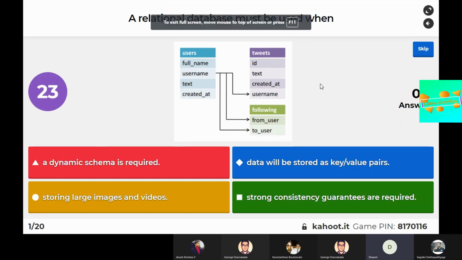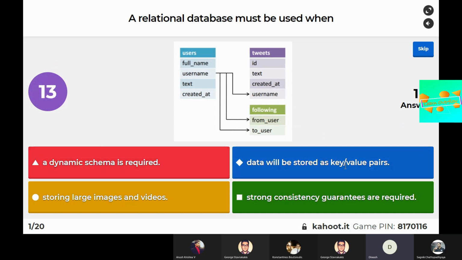Actually, not. Okay, the question is here. A relational database must be used when: a dynamic schema is required, data will be stored as key value pairs, storing large images and videos, strong consistency guarantees are required. You need to just click the color on your mobile phone or the app.